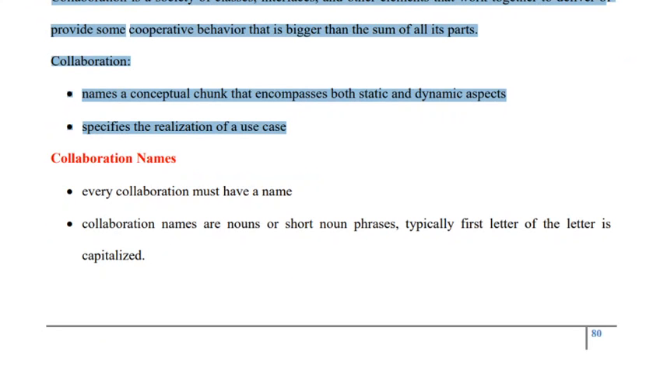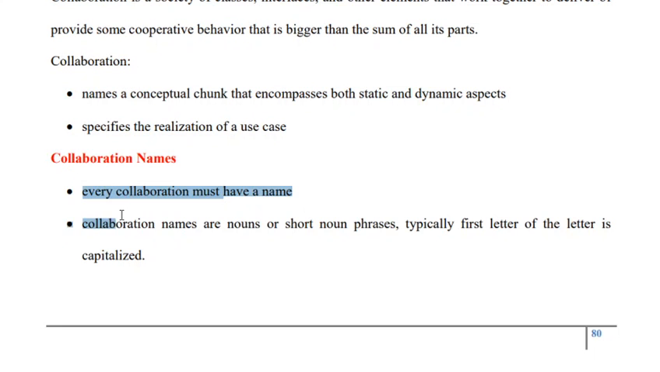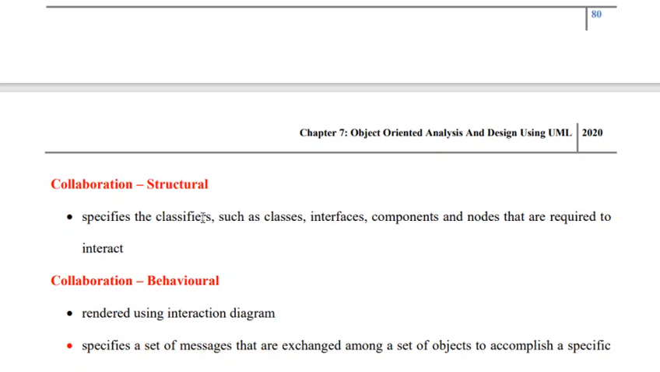Now, every collaboration should be given a name, right? So the collaboration name should be a noun or a short noun phrase. Typically the first letter of the name should be in title case, because that's the way we represent the collaborators, because collaborators are nothing but objects.